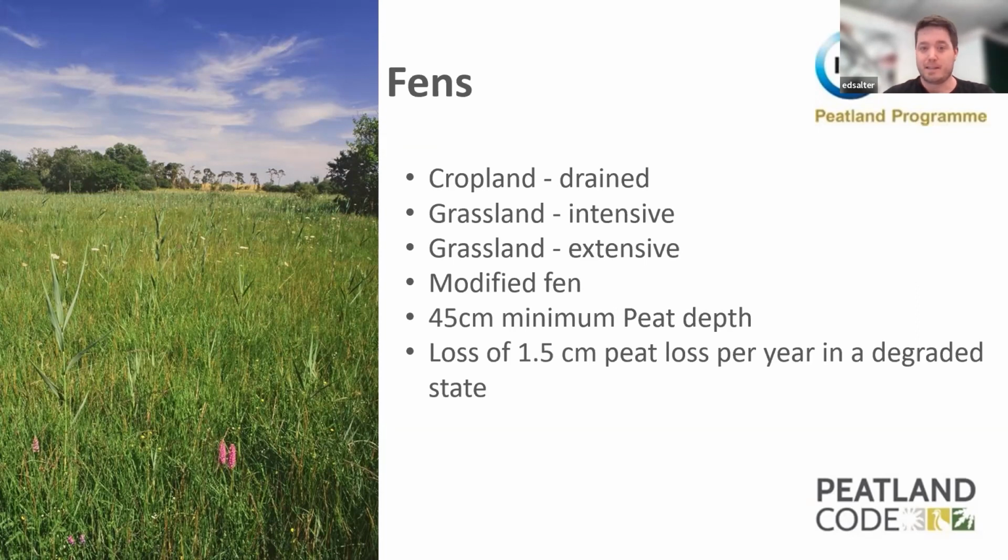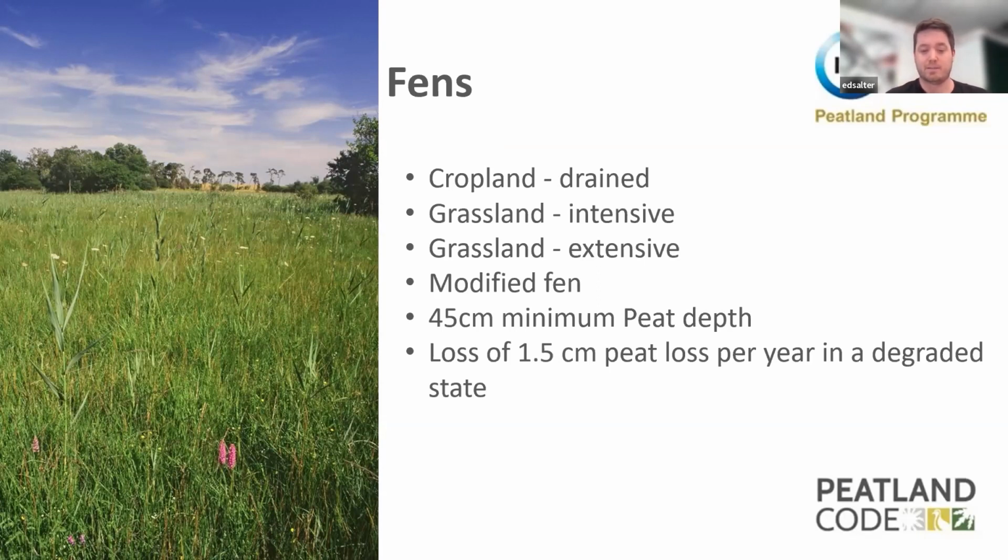The minimum peat depth is 45 centimetres, and the minimum duration is 30 years. It follows the same logic as for bogs, except that we assume a loss rate of 1.5 centimetres per year. And we arrived at this following a fen literature review. The big difference from bogs is that water table measurements are also required.